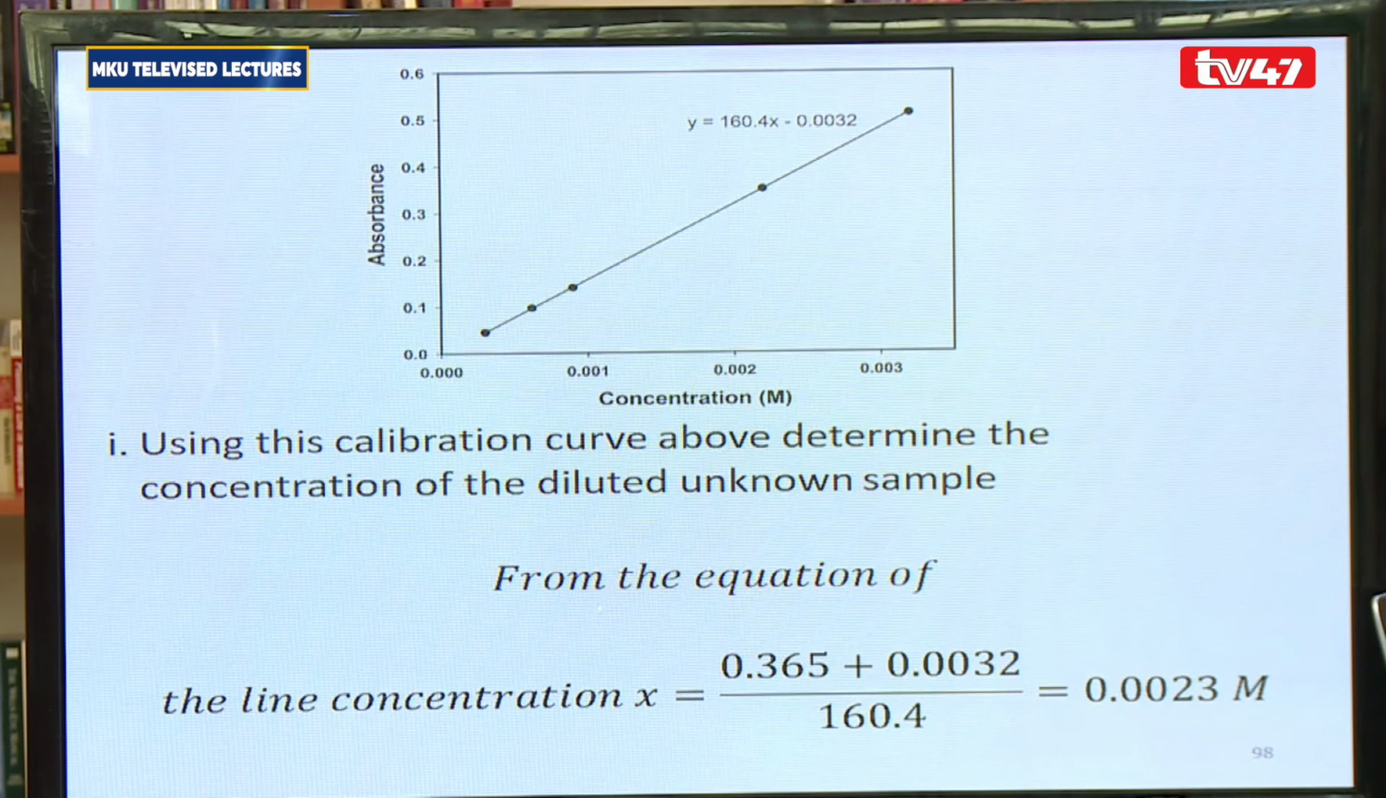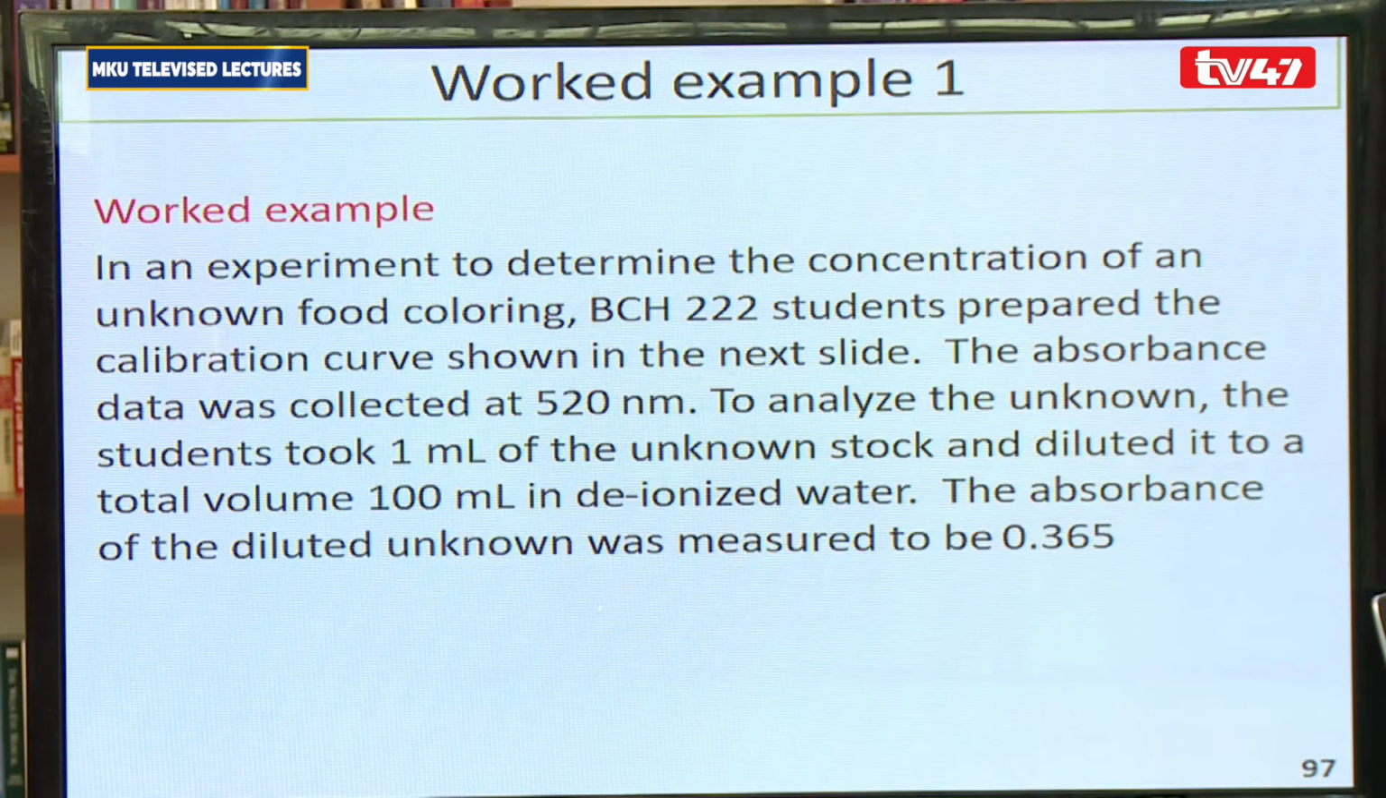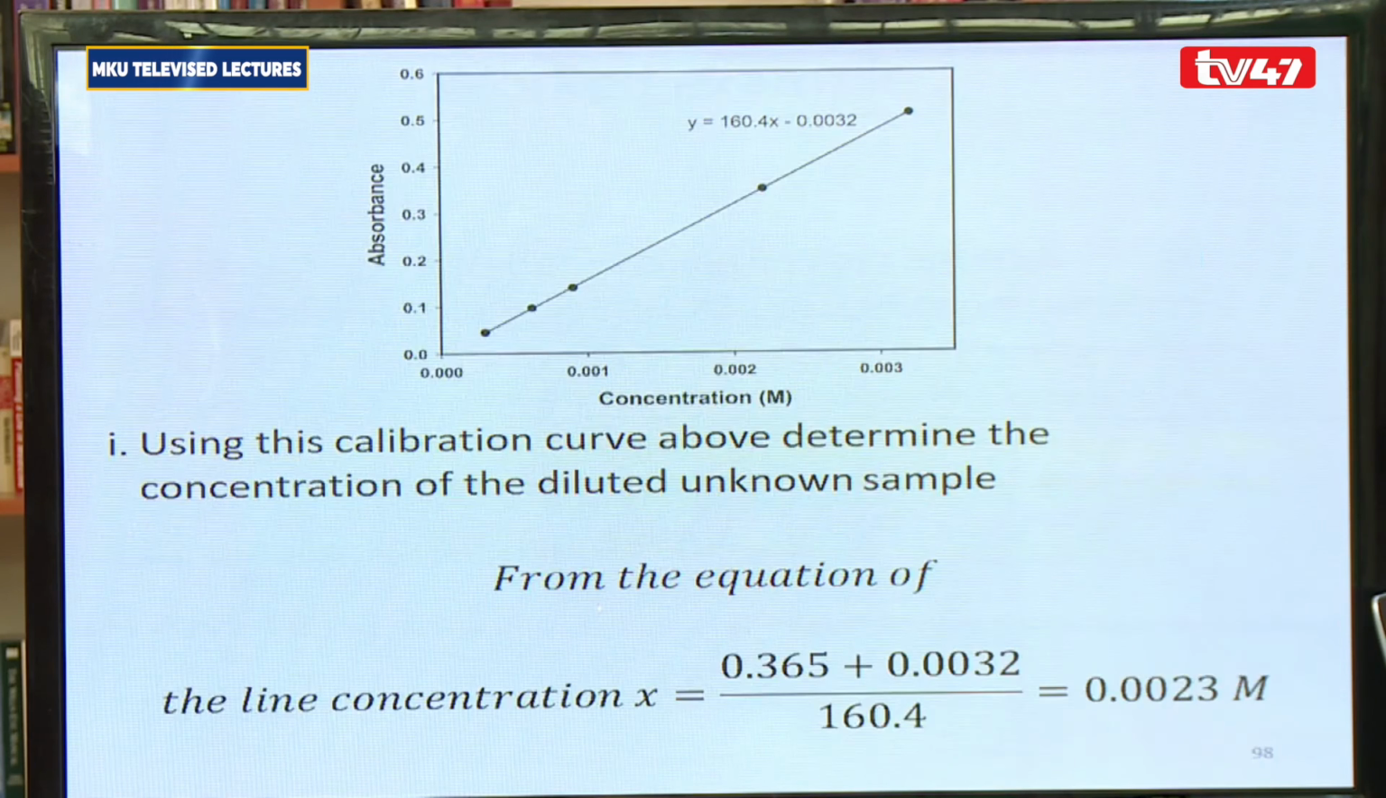How we know the concentration is in units of molarity is because the concentration plotted on the graph, and actually provided, is in molarity.